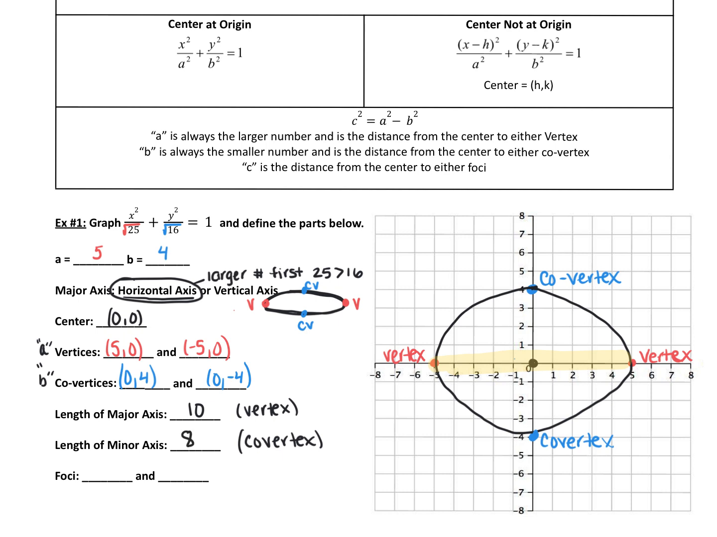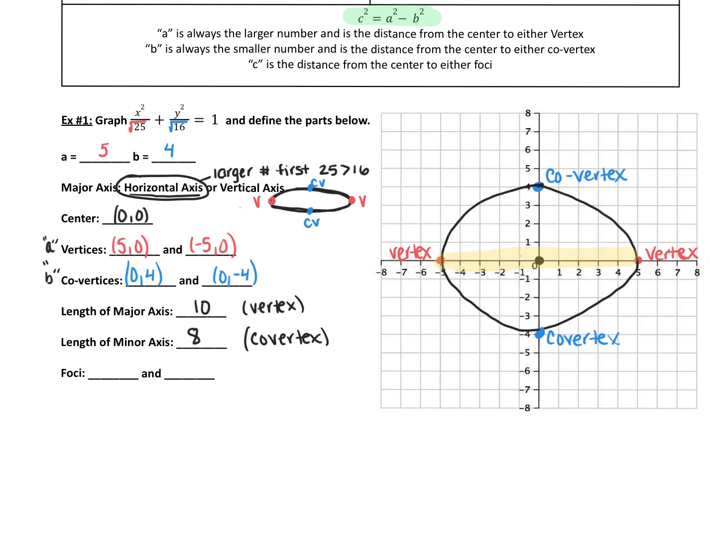And then the last thing that we need to do is find the coordinates of those foci. So there was a formula here that I used for that. Here is c squared equals a squared minus b squared. So the formula will help us find the c.